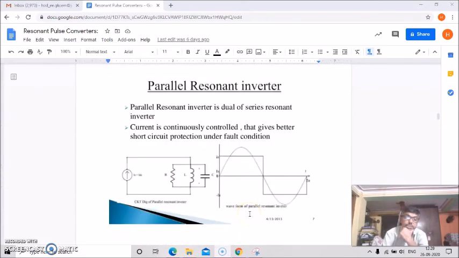And next, parallel resonant inverters. It is a dual of series resonant inverters, and current is continuously controlled, which gives better short circuit protection under fault conditions. This is the parallel resonant circuit diagram and its waveforms.